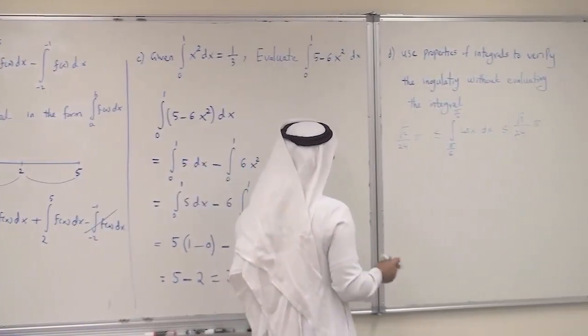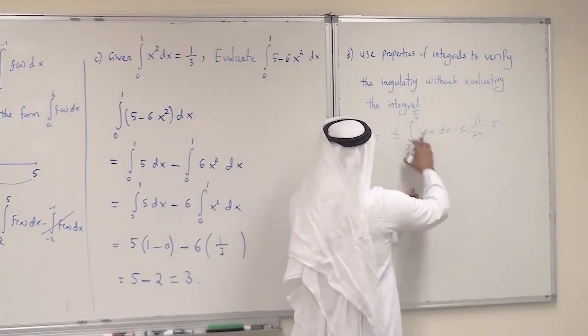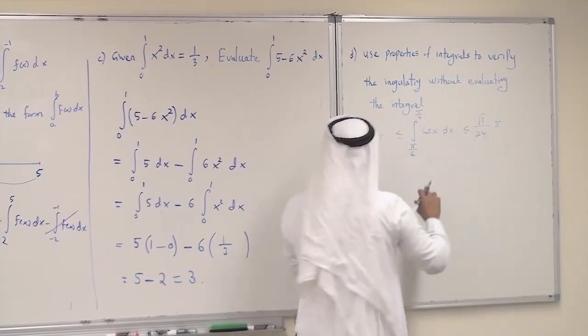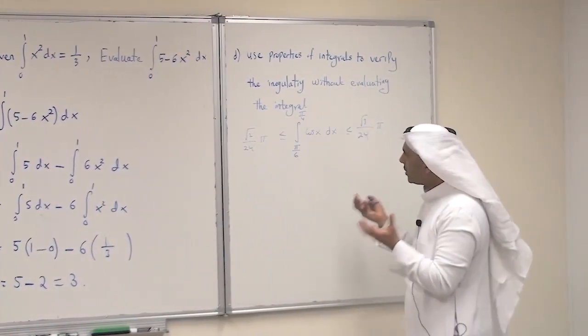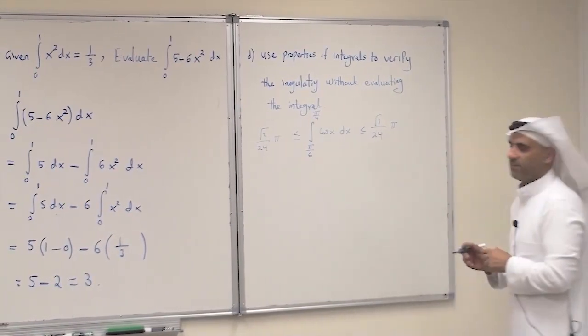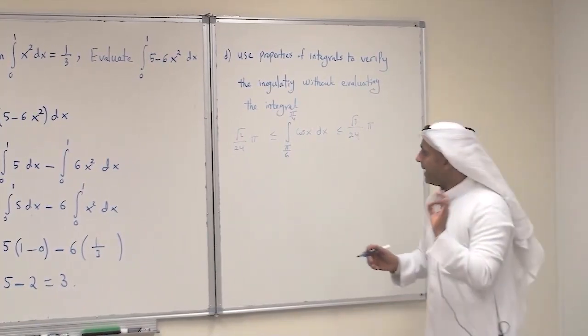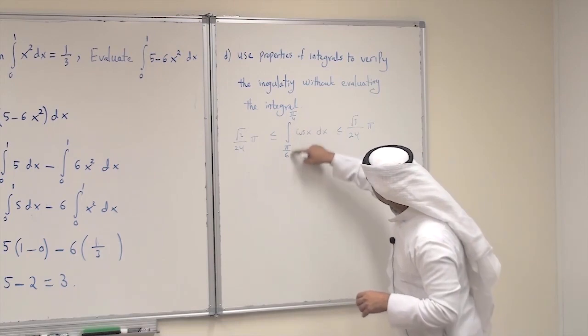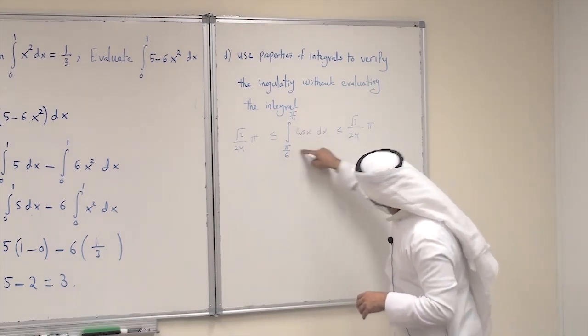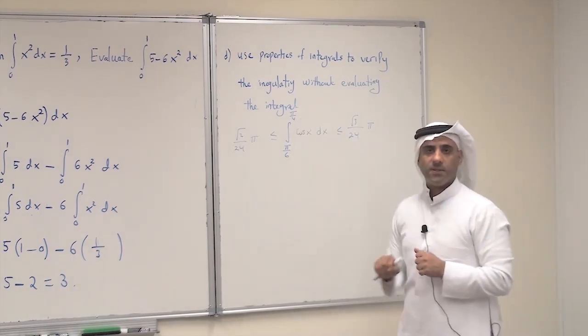So how to show this? We have a bound for the integral, okay? Over the whole interval pi/6 to pi/4. So what should I do? Basically to find the answer, what I need to look for is, what is the minimum of this function over the whole interval here? And what is the maximum of this function over the whole interval here?